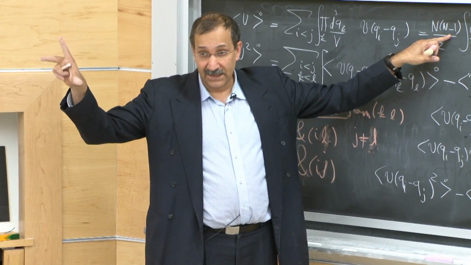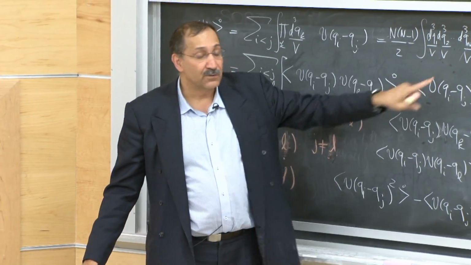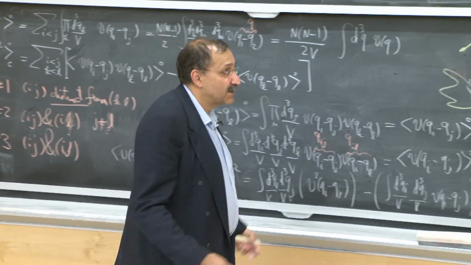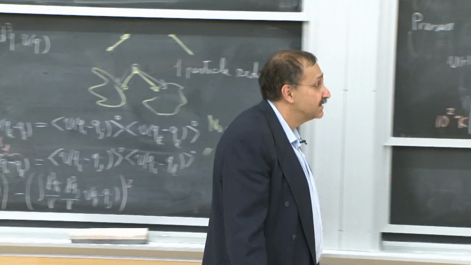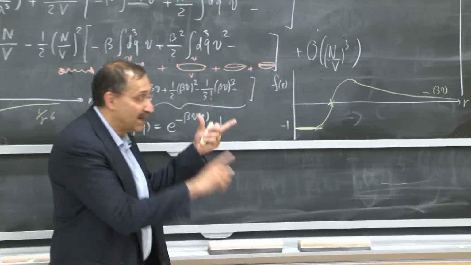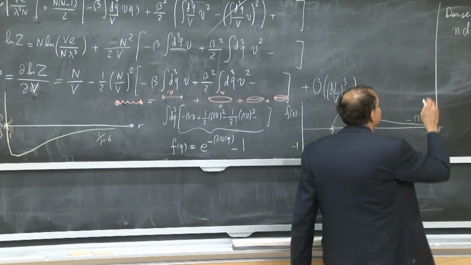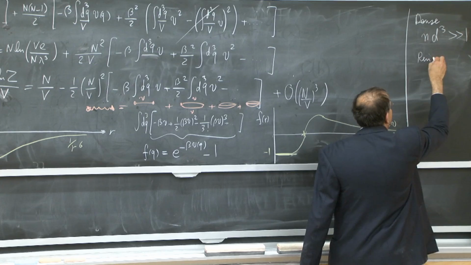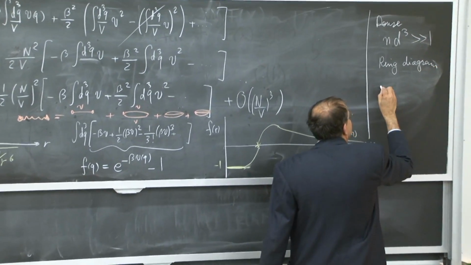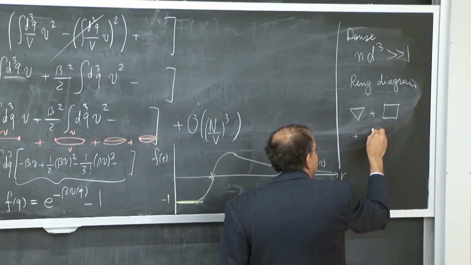So if I had to select 3 points, I would have n cubed and the corresponding v. So the more points that I have in my series, I will have more powers of the density. So in that case, it turns out that rather than looking at 2 points and all lines between them, you organize things in terms of what are called ring diagrams, which are things such as this, this, this.